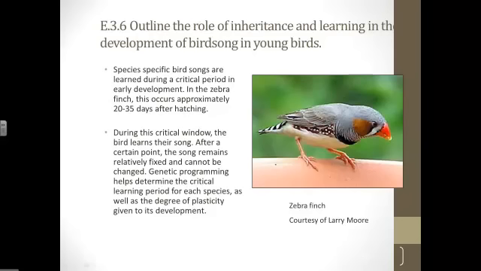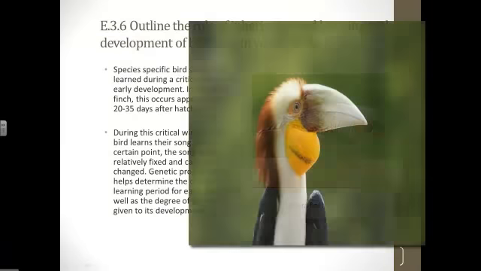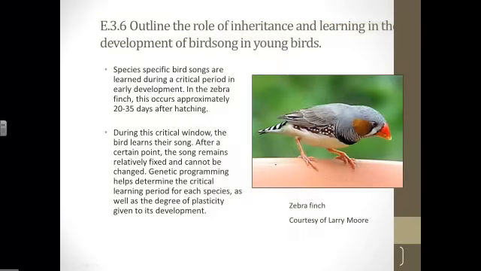So there are some interesting experiments that you can do with birds where you expose them during that critical window to a bird song that comes from a different species, and it's going to imprint that one, and then after that window closes, you can't change it. It's learned the wrong song, so to speak, and will have a very difficult time finding a mate.